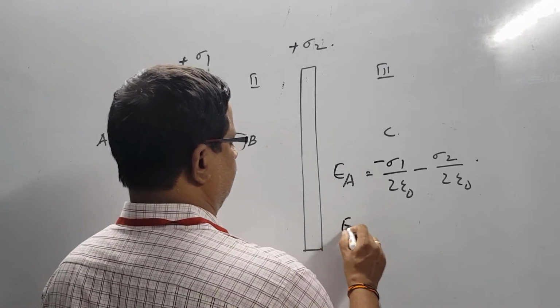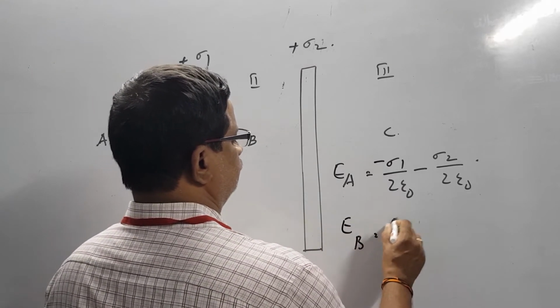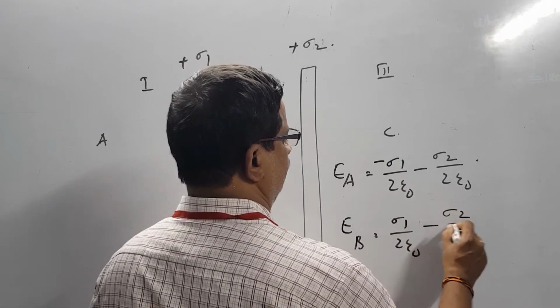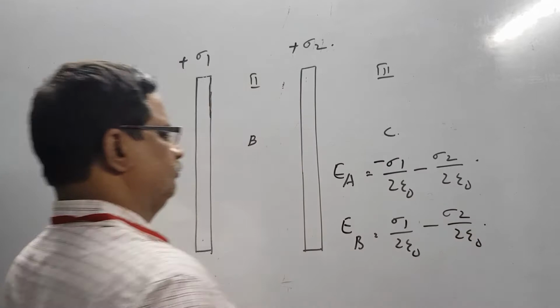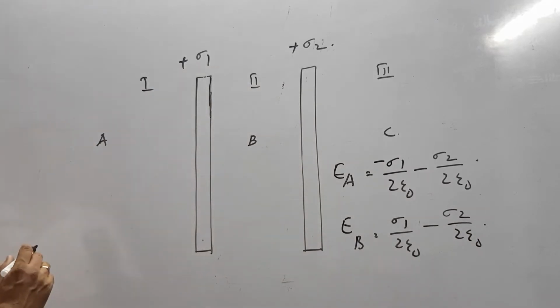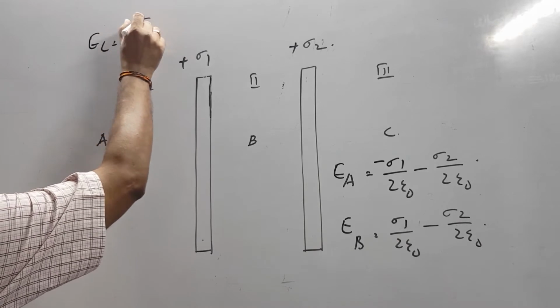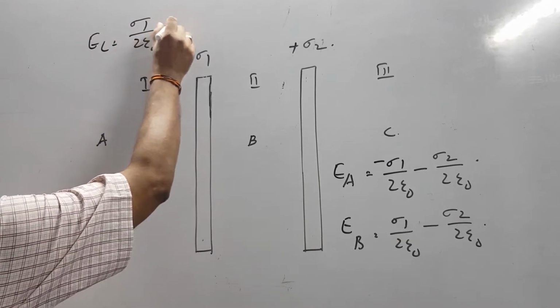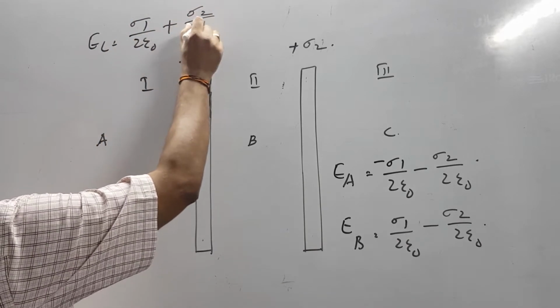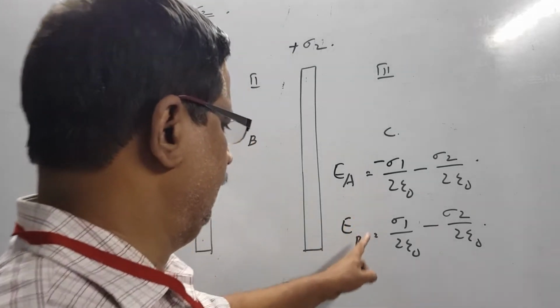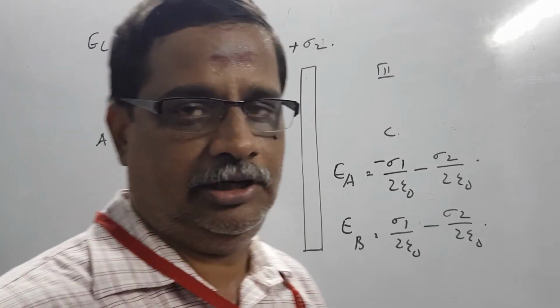And for the region B, this will be sigma 1 by 2 epsilon 0 minus sigma 2 by 2 epsilon 0. And what about for the region C? For the region C, it will be sigma 1 by 2 epsilon 0 plus sigma 2 by 2 epsilon 0. So those are our results for the regions A, B and C respectively.